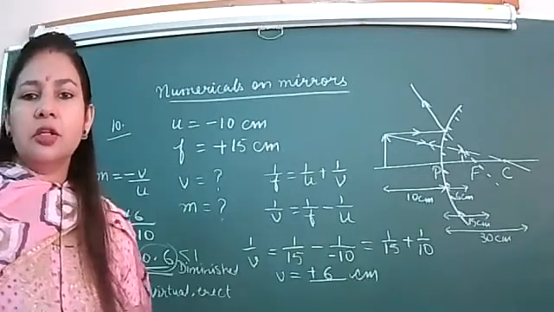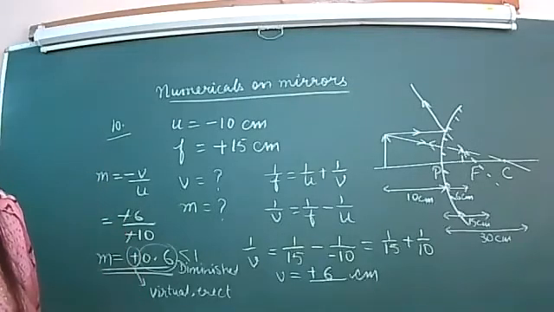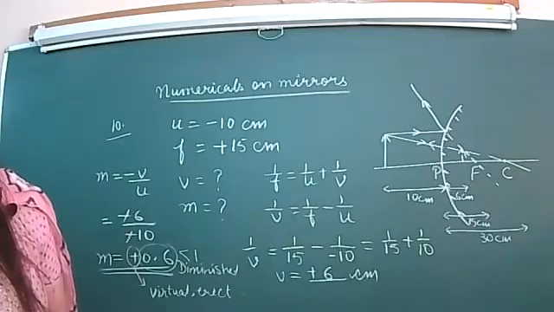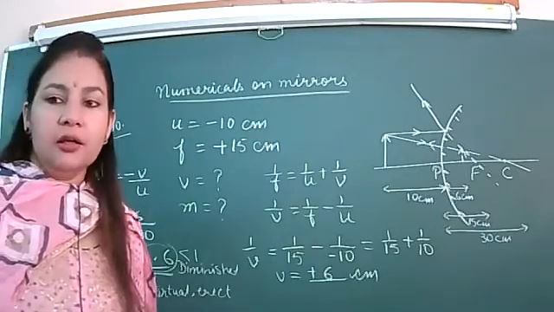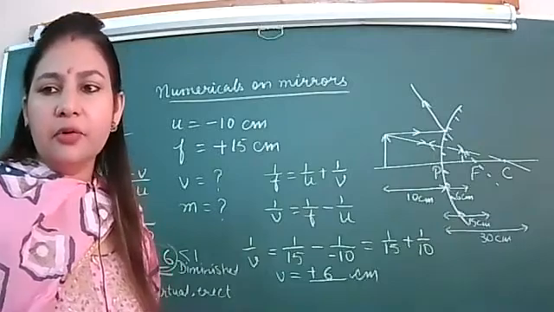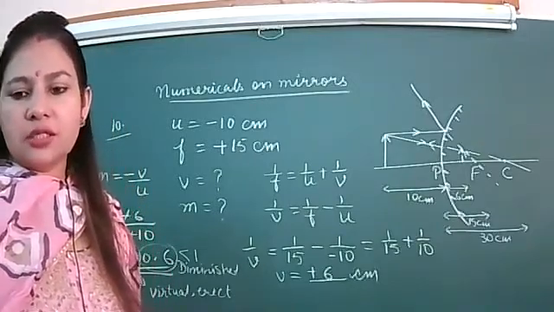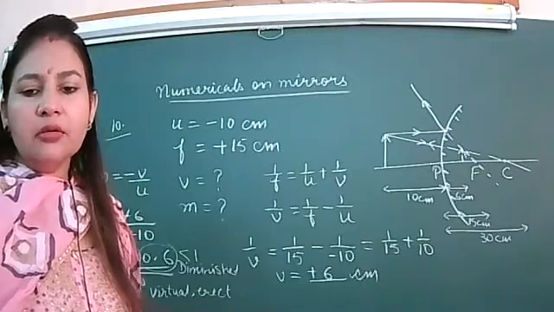All right. So this is a complete numerical on convex mirror. One more numerical is given in the exercise. Let us do that. This is question number 14. In this you have to find the height also. This is question number 14 now. So let us do this.